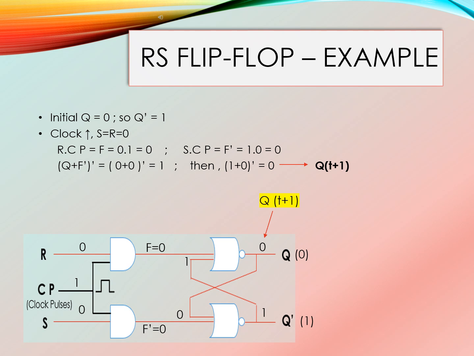Then when Q equal to 0 and f prime equal to 0, so 0 NOR 0 equals 1, which remains in Q prime. Then Q prime equal to 1 and the output f equal to 0. So 1 NOR 0 equals 0, which remains as the actual Q value.